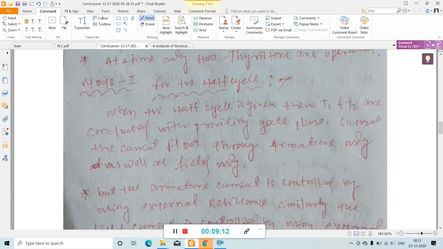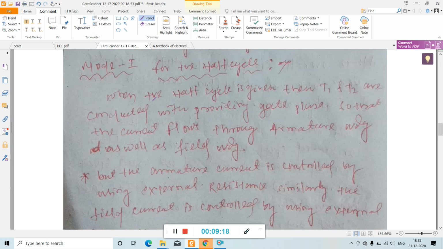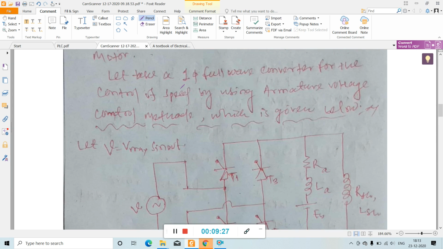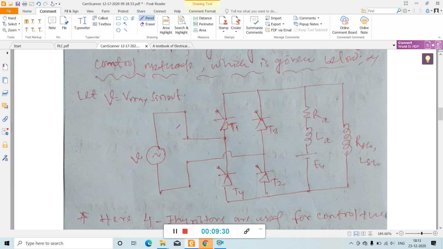So first is mode 1. In mode 1, first we consider the positive half cycle. When the positive half cycle is given, thyristors T1, T2 conduct. Already I told you it is like a full wave control. When this is the positive half cycle, this terminal is positive and this is negative, so current will flow like this. This is the path. The current divides into two parts and again through this path returns back to the minus terminal.